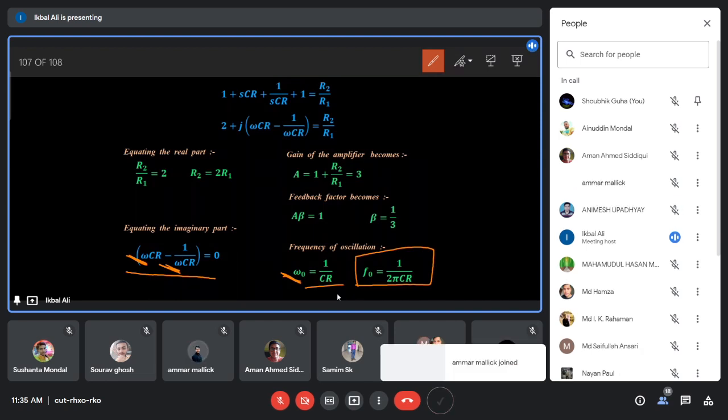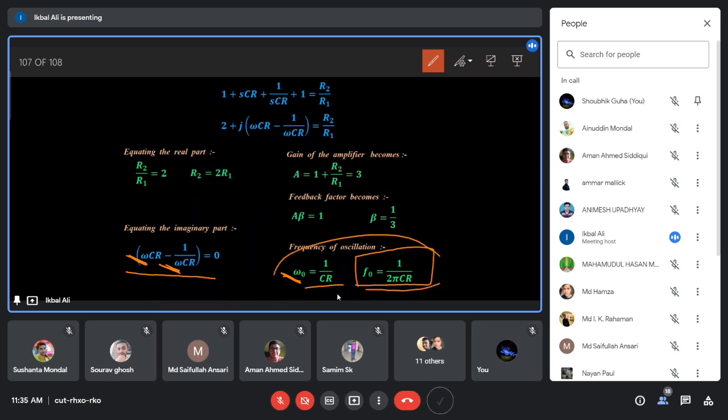So this is the way you can calculate the frequency of oscillation at the output of the Wien bridge oscillator: by analyzing the circuit, calculating the gain of the amplifier, calculating the beta of the beta network, and putting A beta equal to 1. You can get the frequency of the oscillations. Omega 0 equal to 1 by CR, and F0 equal to 1 by 2 pi CR.